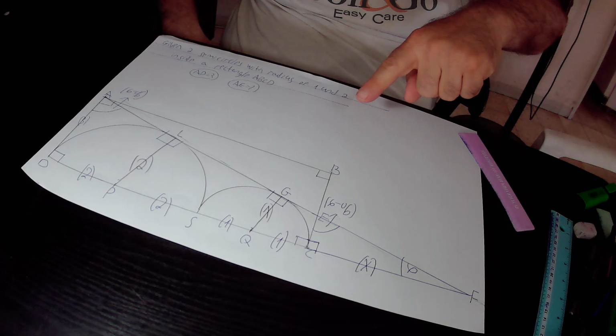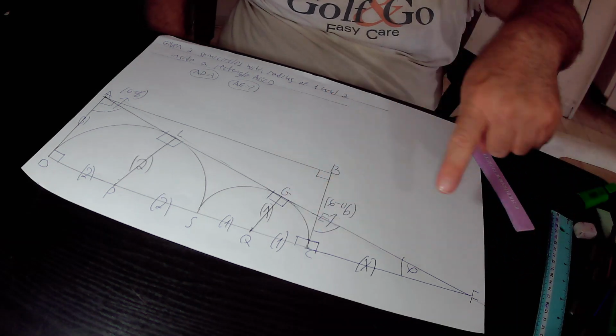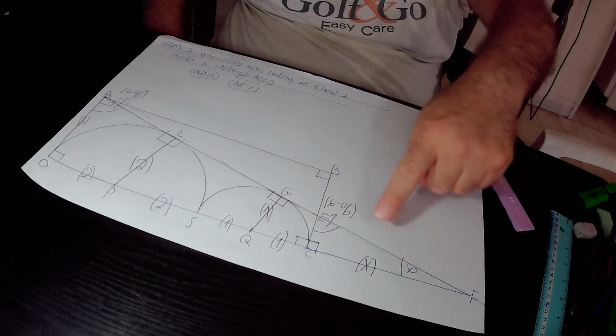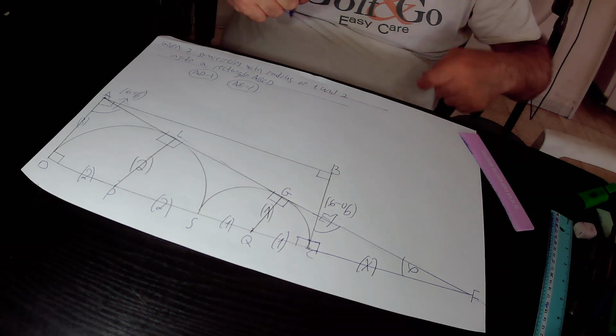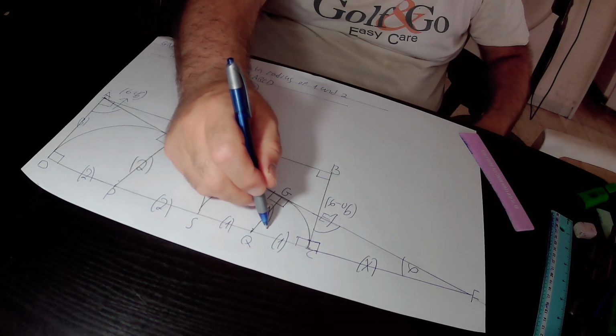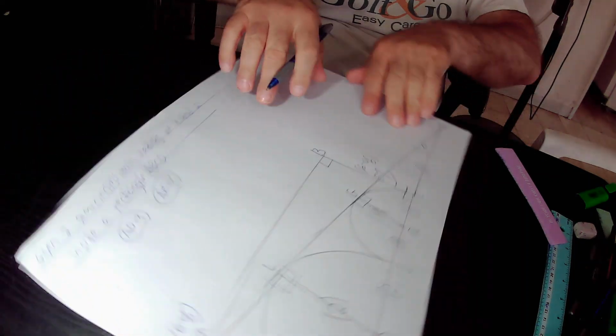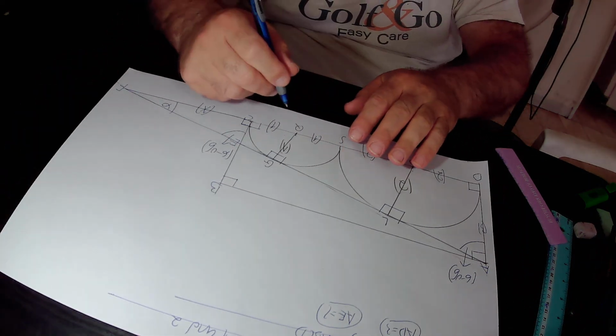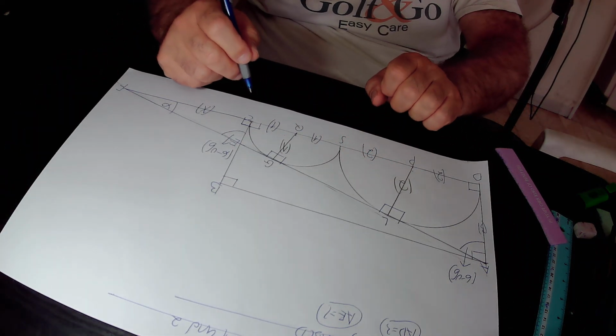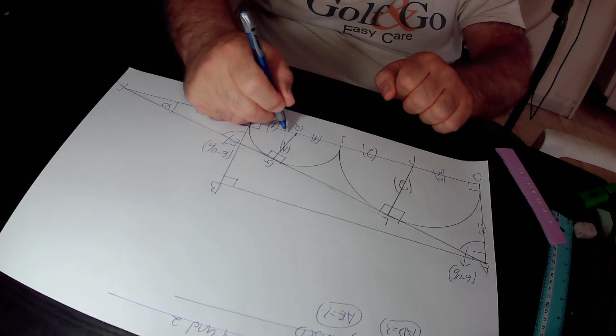So in the small right triangle GQF, this angle equals alpha, this angle equals 90 degrees, and therefore this third missing angle must be equal to 90 degrees minus alpha, according to the sum rule that says that the sum of the angles in any triangle is equal to 180 degrees.